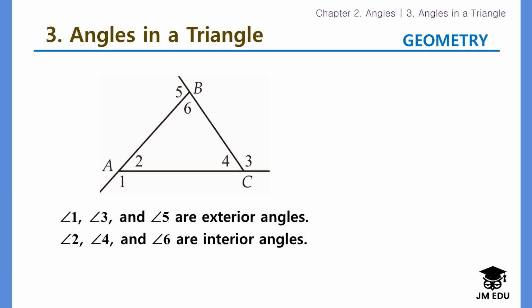Okay, to remind, when we have a triangle ABC, numbers 2, 4, and 6 are just the interior angles. And when we extend the side of the triangle, then this is our exterior angle. If we extend this side, then number 5 is our exterior angle. If we extend this side, number 1 is our exterior angle.